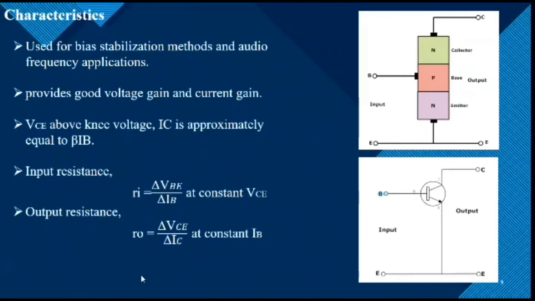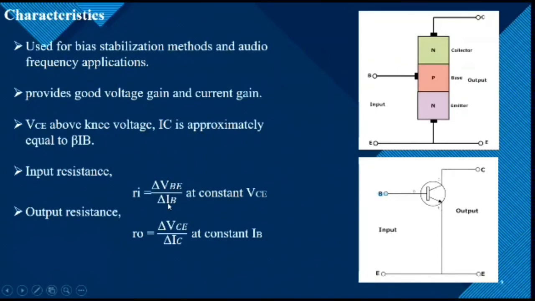Now let us see the characteristics of the common emitter configuration. This configuration provides good current gain and voltage gain, and also for any value of VCE above knee voltage, IC is approximately equal to beta IB. The input resistance Ri is the ratio of change in the base emitter voltage to the change in the base current at constant collector emitter voltage. As the input resistance is of very low value, a small value of VBE is enough to produce a large current flow of base current IB.